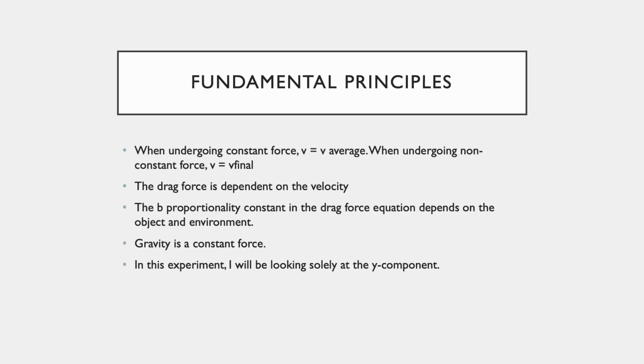Some fundamental principles I used when considering this lab: when undergoing constant force, v is equal to v average, as in v is equal to the final velocity plus the initial velocity over 2. When undergoing non-constant force, however, v is equal to the final velocity. The drag force is dependent on the velocity, as the equation for the drag force is F net equal to B times velocity squared in the v hat direction, which will be shown later. The B proportionality constant in the drag force depends equally on the object and the environment, and gravity is always the constant force.